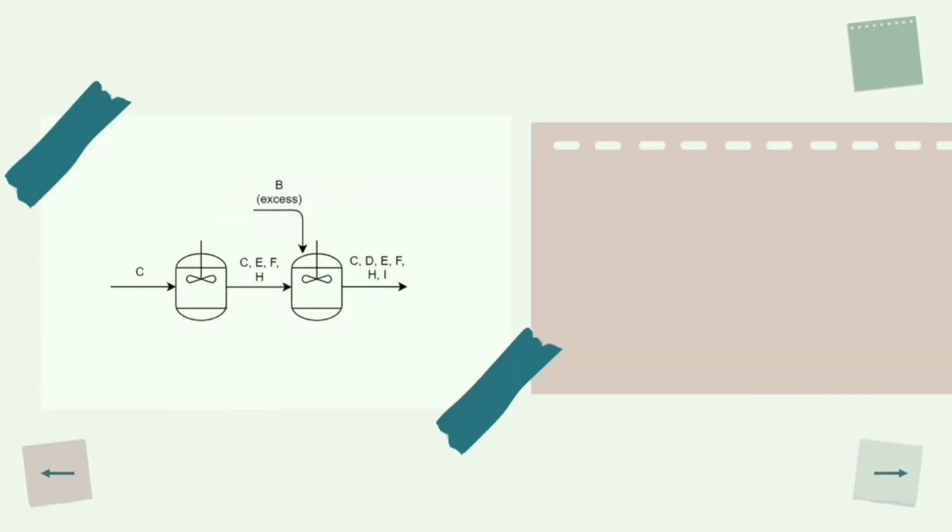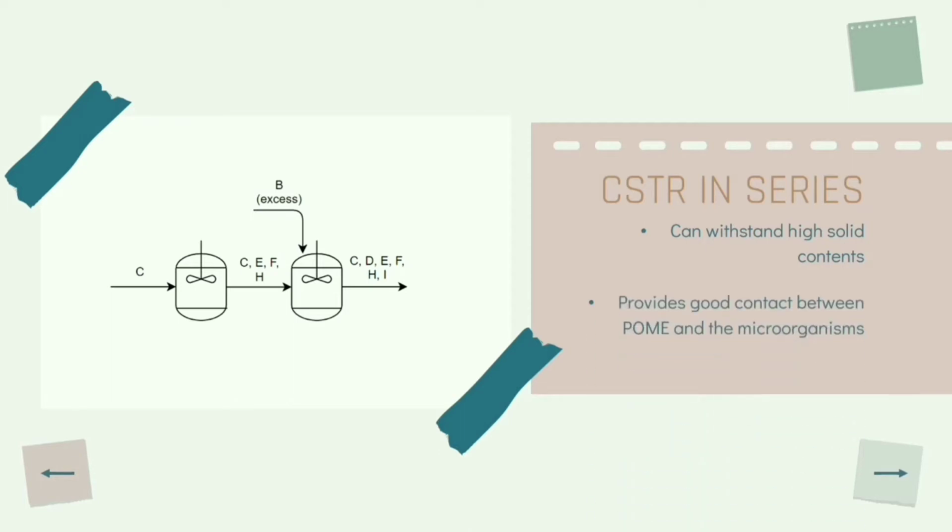The proposed type of reactor for the process is CSTR. As you can see on the figure, this CSTR is arranged in series. Since pomade contains high solid content, CSTR is the suitable reactor as it can withstand high solid contents without affecting its efficiency. Other than that, CSTR also provides good contact between pomade and the microorganism. This will increase the yield of the biogas.